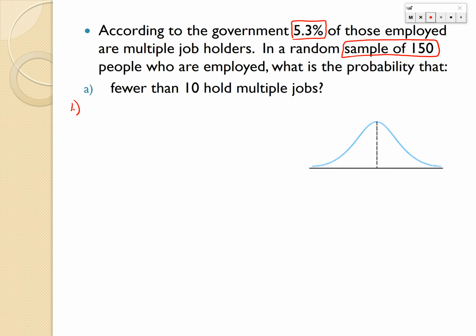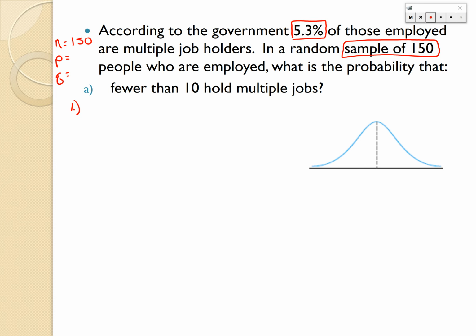So let's just jot down, we need to know n, we need to know p, and we need to know q. Before we even dig into step 1, I need to know those things first. n is your number of trials or your sample size, same thing. So in this case, we have a sample of 150 people.